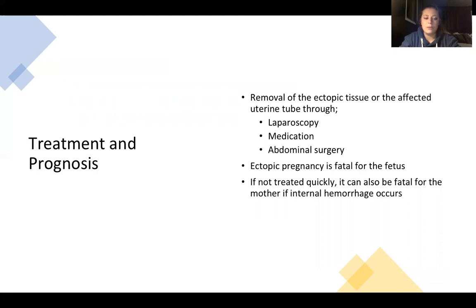And lastly, abdominal surgery. This is a surgery to remove the ectopic tissue or the affected uterine tube. An ectopic pregnancy is always fatal to the fetus, and if it's not treated quickly, it can quickly become fatal for the mother also if internal hemorrhaging does occur.